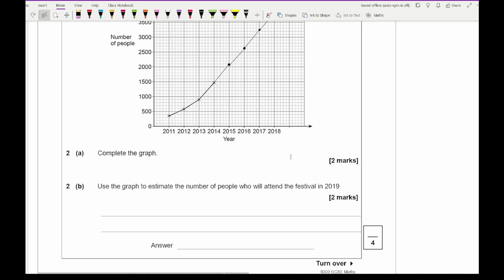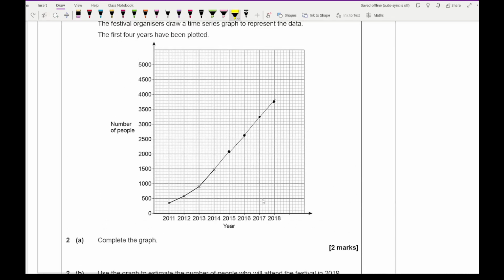Then for 2b, it says use the graph to estimate the number of people who attended the festival in 2019. So what you want to do is project where this point is going to be. So you could say something along those lines. So we're looking at, this is 2019, so we're looking at around this mark here on your prediction.